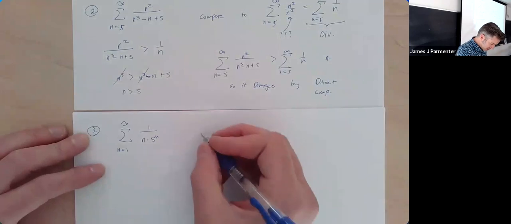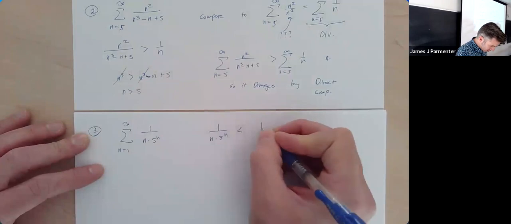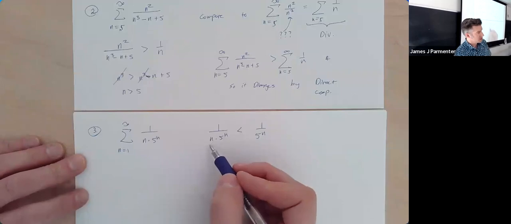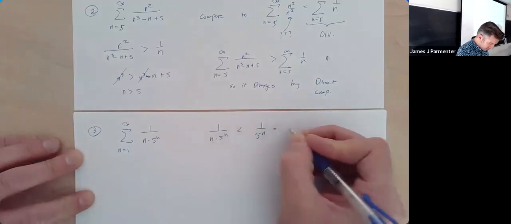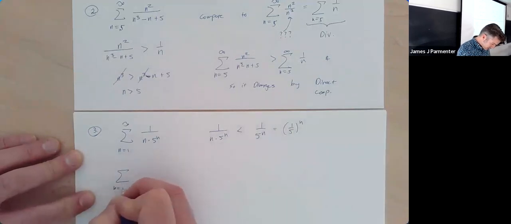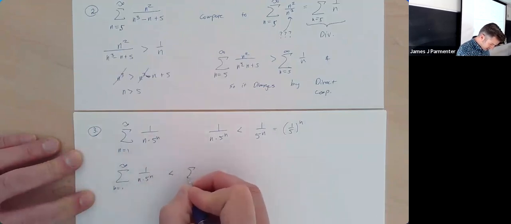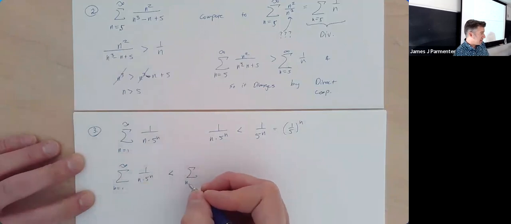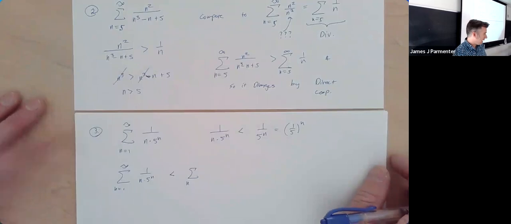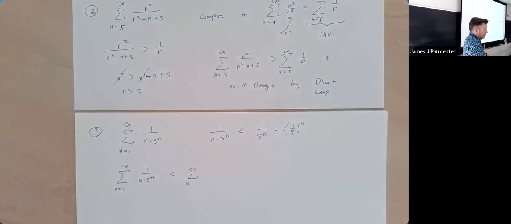Here, though, we can certainly say that 1 over n times 5 to the n is less than 1 over 5 to the n. That's true, right? This denominator is bigger, so the fraction is smaller. And 1 over 5 to the n, I could rewrite as (1/5) to the n, which means that this series from n equals 1 to infinity of 1 over n times 5 to the n is smaller than that. So saying it's smaller than means I'm thinking about what's going to happen. I'm thinking convergent or divergent. Right, because I'm showing this is smaller than something else. I'm at least moving in the direction of showing convergence.